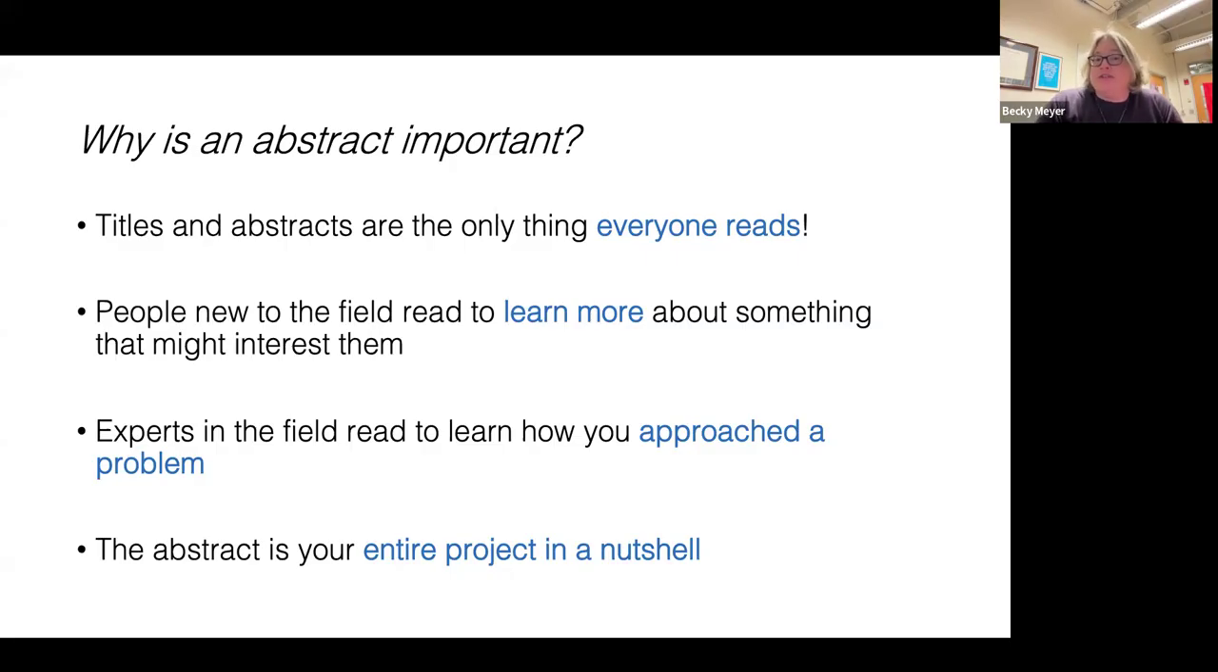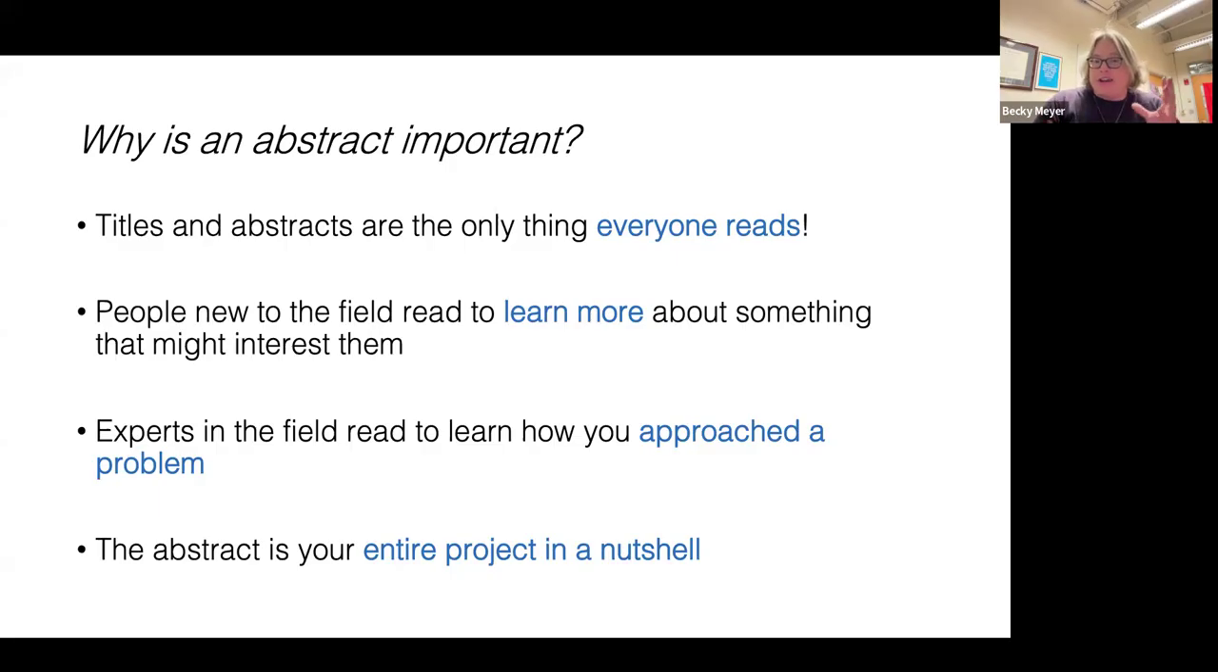For people who are experts in your field, they also are absolutely going to read your abstract, but they read it completely differently. So they're looking at your abstract and they have a basis of knowledge. And so when they're looking at your abstract, they're like, oh, how did they approach this problem? I know about the field, I know their area. What choices did they make? And then they're interested in what you did.